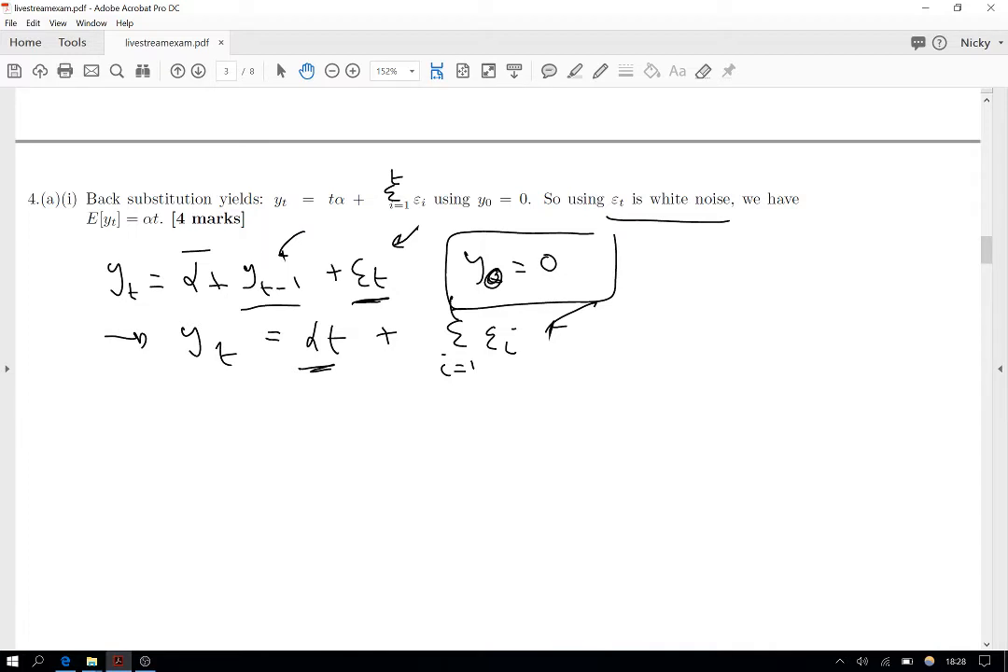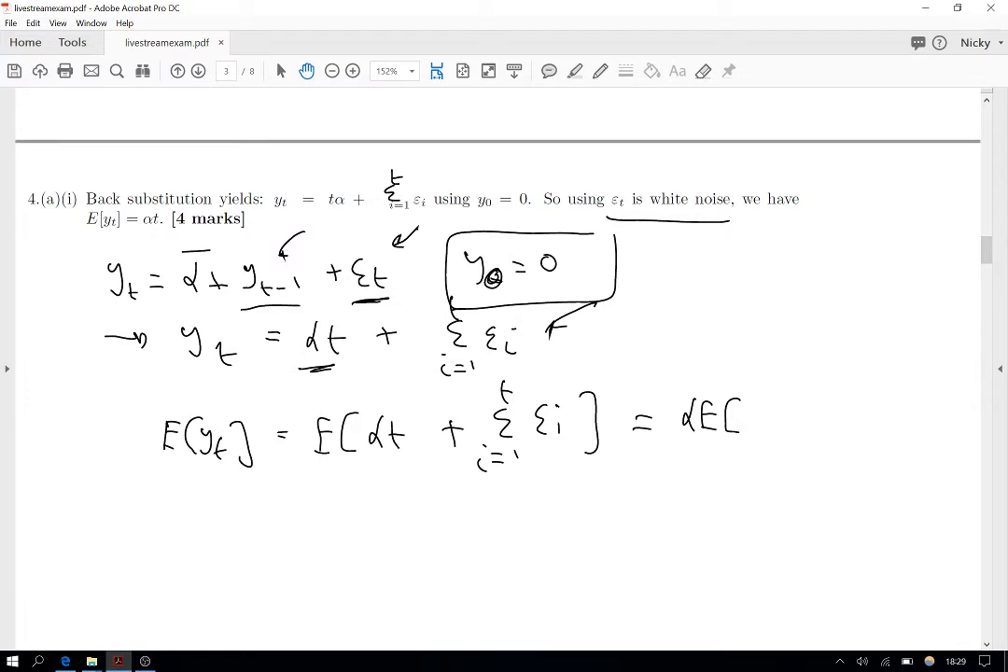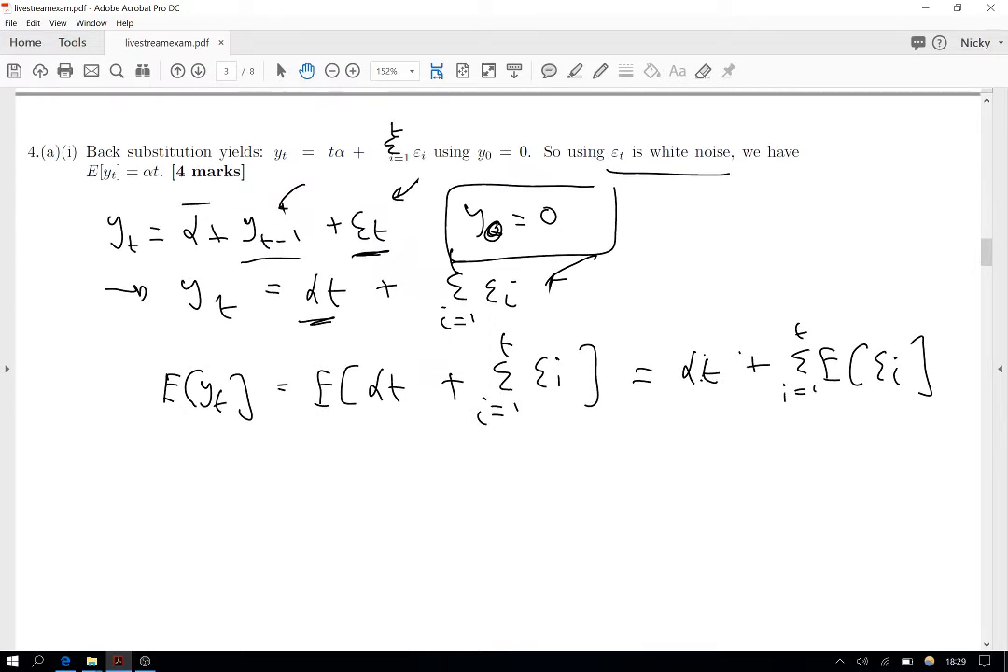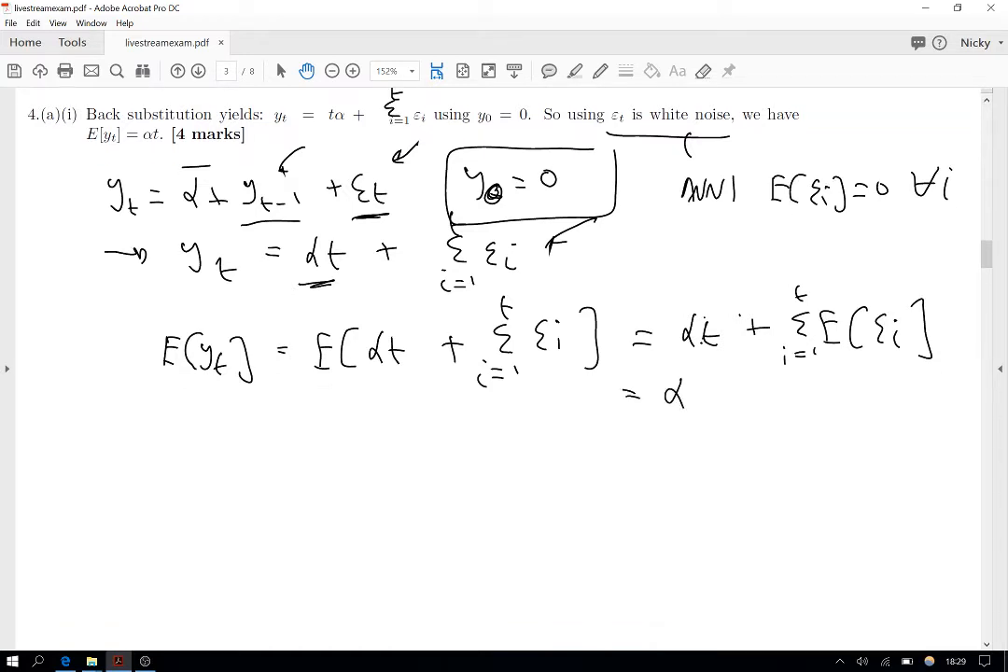Once you've back substituted, you just take expectations on both sides to get the mean. By the additivity property, you don't need to state additivity, but you'd have to make it clear that this simplifies down to alpha t. This is constant, so it comes out like this. Plus, we use the additivity property here: the expectation of the sum is the sum of all the expectations. Then finally, you could have stated in your answer, from white noise, call it WN1, that E of epsilon i equals naught for all time periods. So this just equals alpha t.